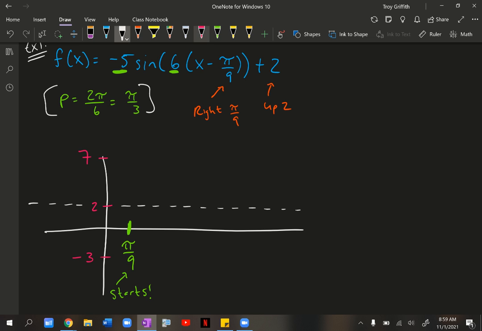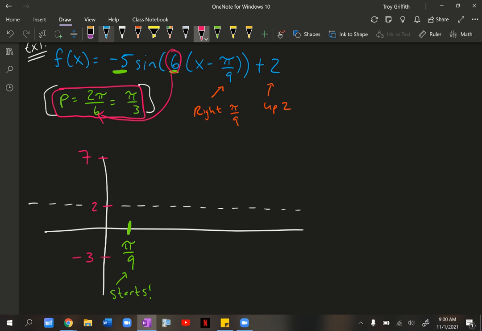So let's go back here. I already calculated this, and again, sometimes I don't do this until after I've already labeled all the stuff that I've labeled. But the length of one period of this is 2 pi over b, and the b value was 6. So I went ahead and plugged that in here. So 2 pi divided by 6 simplifies down to pi over 3.